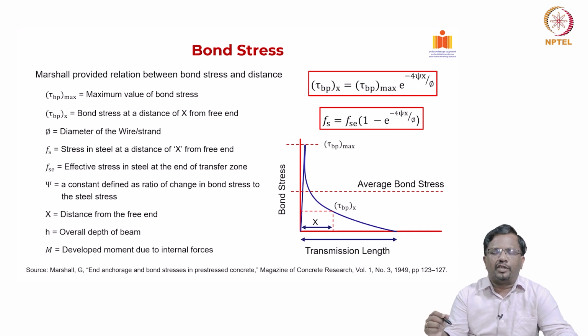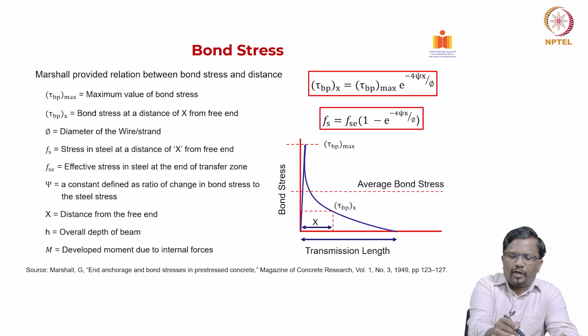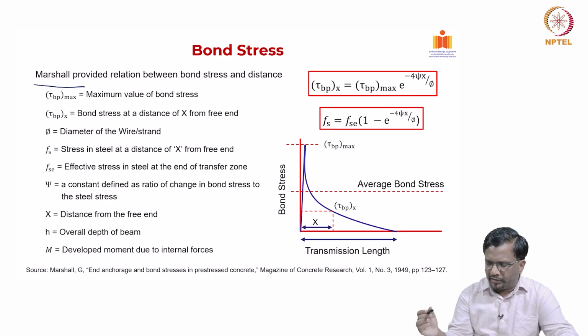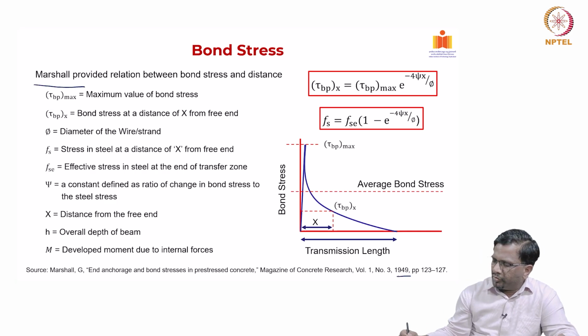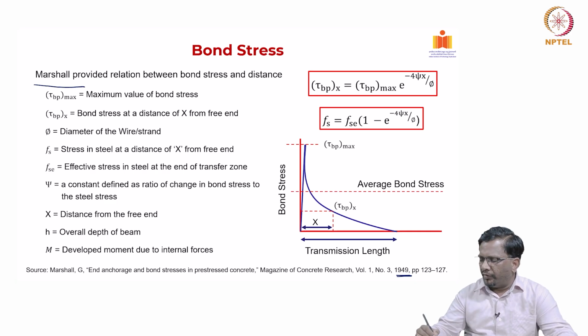Okay. Now, let us find out the expression for the average bond stress that is developed in the transmission length. Marshall, in the 1950s to 1960s, did a lot of testing and proposed this very simplified expression between the bond stress and the distance. You can see here it varies very quickly and then dies down like this. So, this is the expression.